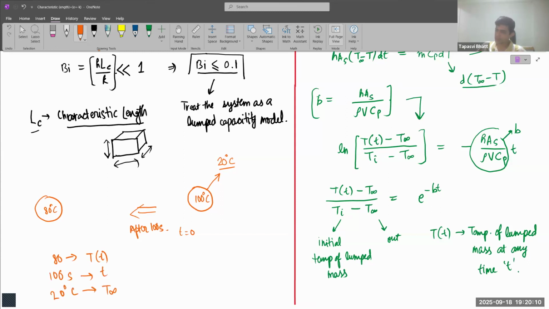What else do we have in the equation? I think that's it. b we can calculate depending on the dimensions of the ball and Cp of the ball, those things, and the volume as well. So that is all what you need to remember in the lump capacity model systems. This is the only equation which we are going to use.